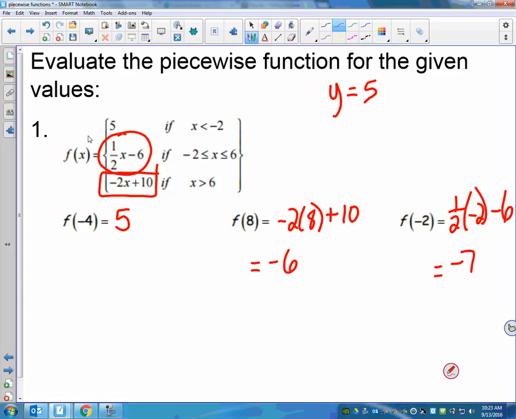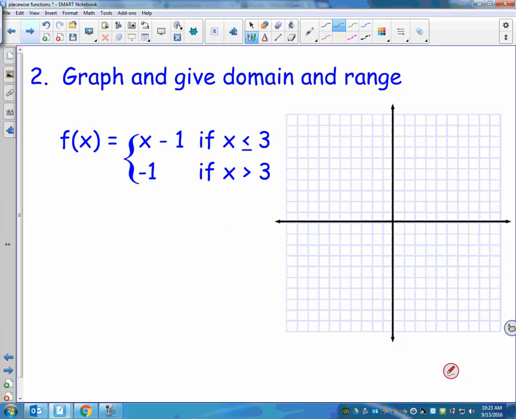So you have a couple questions on your homework like this where you're just practicing knowing which part to use. But the big thing we want to be able to do is we want to graph these. Okay, so I'm going to start easy here. Start with 2 pieces, and then we'll graph these. So it says graph and give the domain and range. Again, we always just put the little bracket there to show the pieces. This tells us where we're starting and stopping.